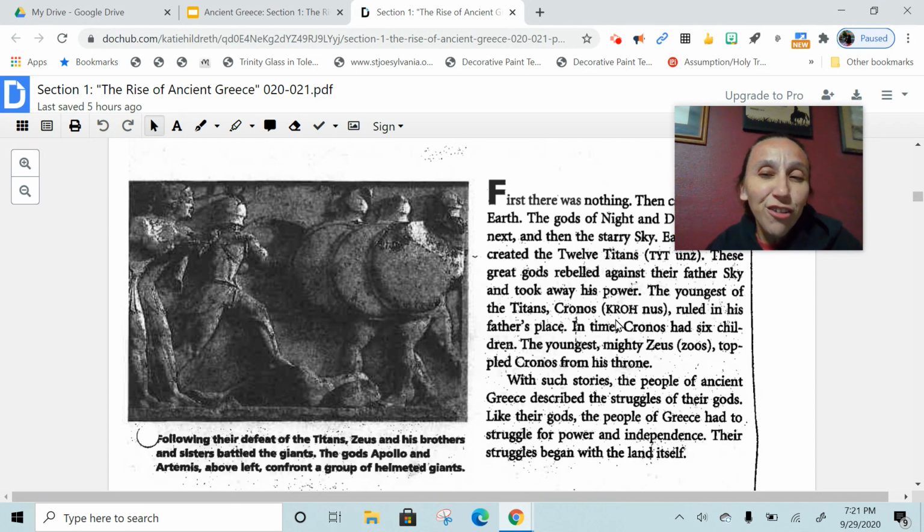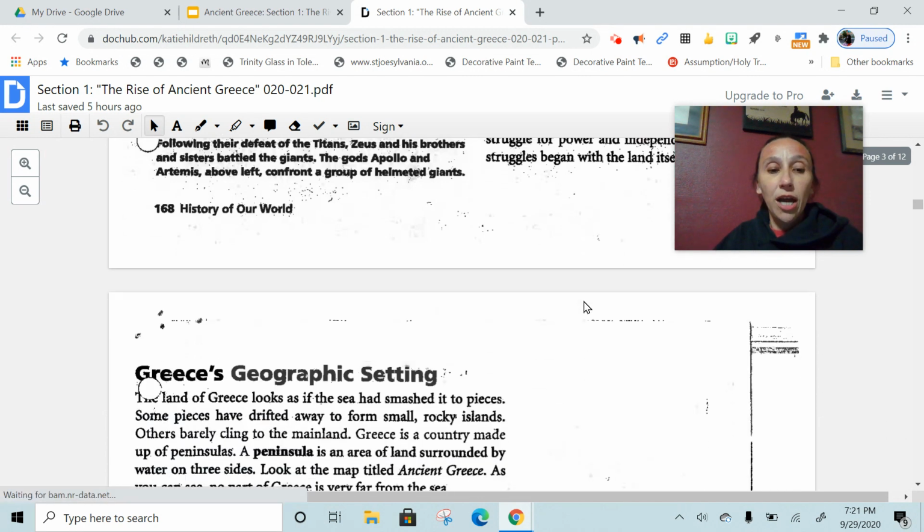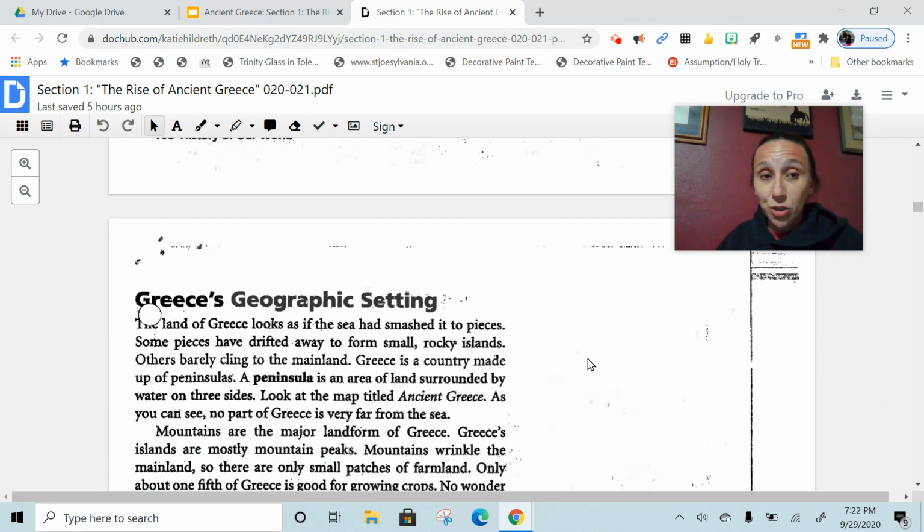Okay, so there's kind of a clue, or this was kind of an introduction, that gave us a little bit of a history of ancient Greece and related it to Greek mythology. Okay, so our first subsection, which I typed in for you, is Greece's geographic setting.